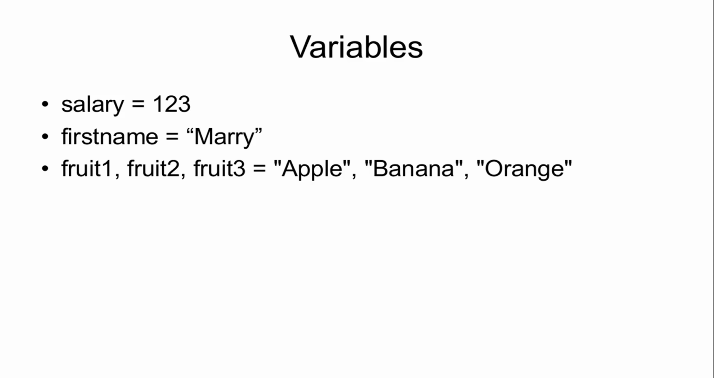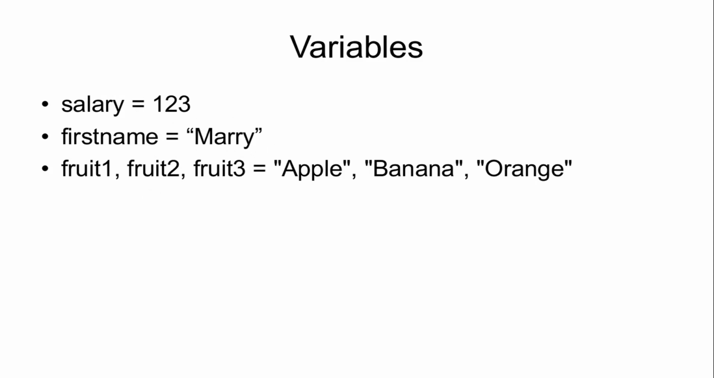To assign a value, you just type the variable name equal to the value. This will create a variable and assign it a value. For example, salary equal 123 will assign the salary variable 123. First name will be assigned the value of Mary.